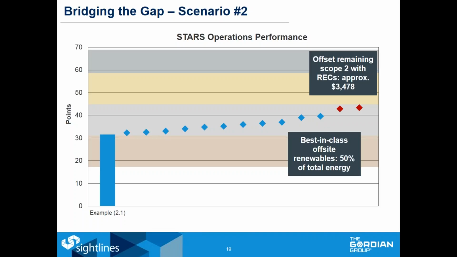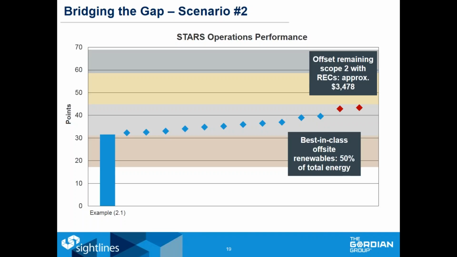But this school wanted to go a step further. They said, what can we do to be best in class in operations? We want to be a standout, and we want to perform in a way that makes other institutions raise their own internal bar. So we did some research about best in class renewable energy and found that the very best in class in the STARS database were producing up to 50% of their total energy via off-site renewable projects, where they were in power purchase agreements with nearby renewable projects and were able to consume that energy and get credit for it through the contract.